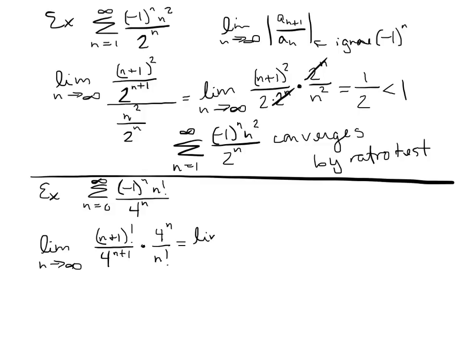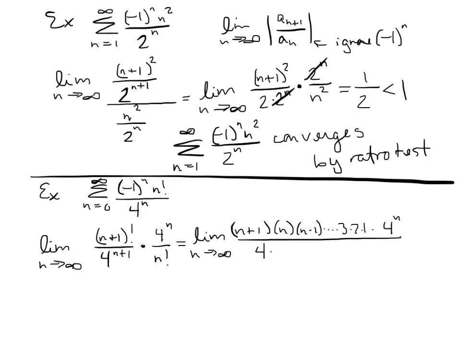All right, so this is the limit as n goes to infinity of (n plus 1) times n times (n minus 1) all the way until we hit 3 times 2 times 1, and I still have 4 to the n in there, all divided by 4 to the n plus 1. I can rewrite that as 4 times 4 to the n. And then n factorial is n times (n minus 1) all the way until I hit 3 times 2 times 1. So there's a lot of stuff in here that cancels.